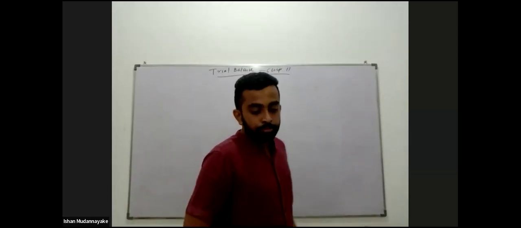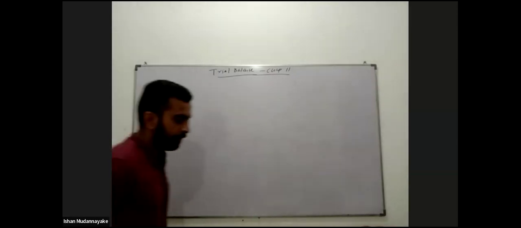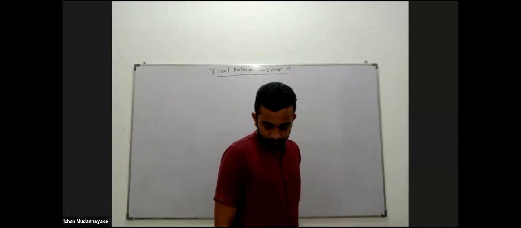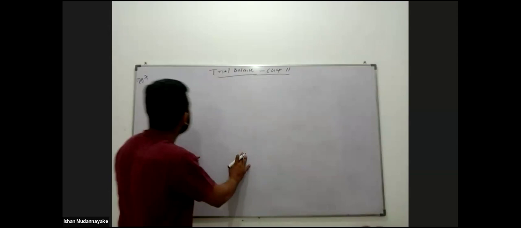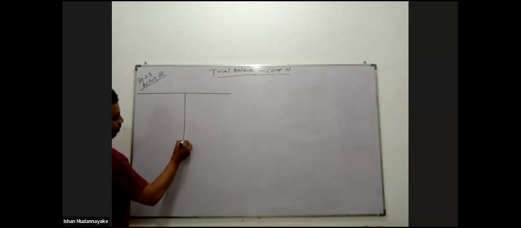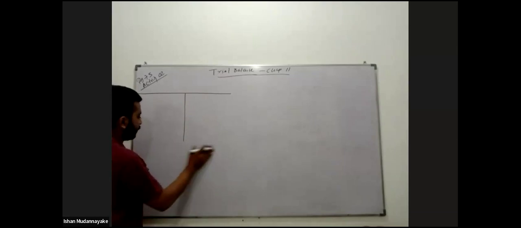Now please write down trial balance, chapter 11. The topic is chapter 11 trial balance, page 75. Now I will first prepare a cash book. Please draw a T account for the cash book. And after that, other ledger accounts, the pure ledger accounts.